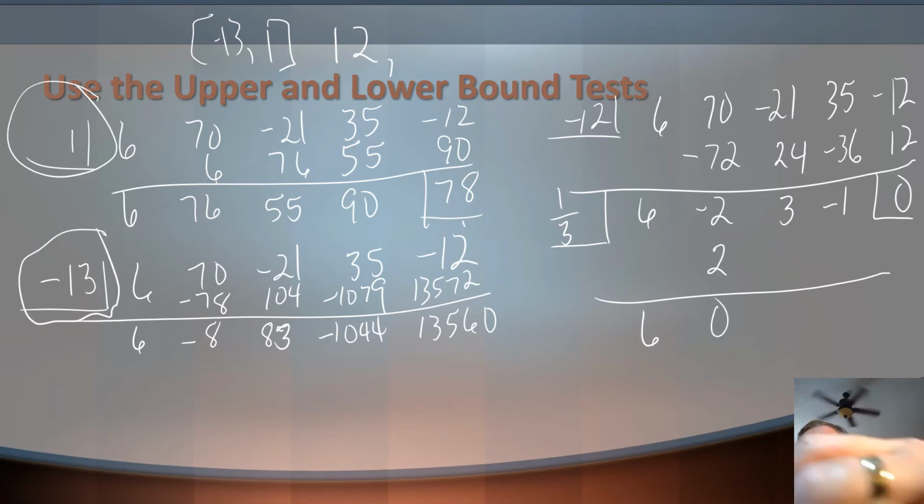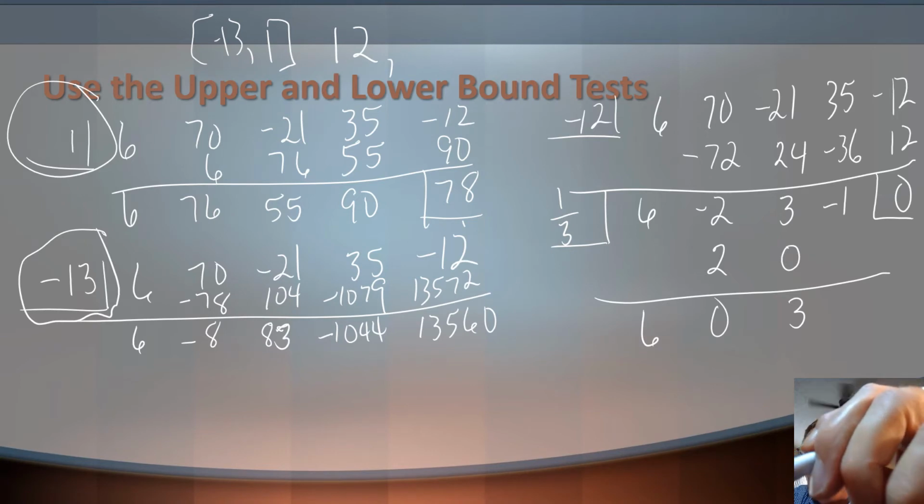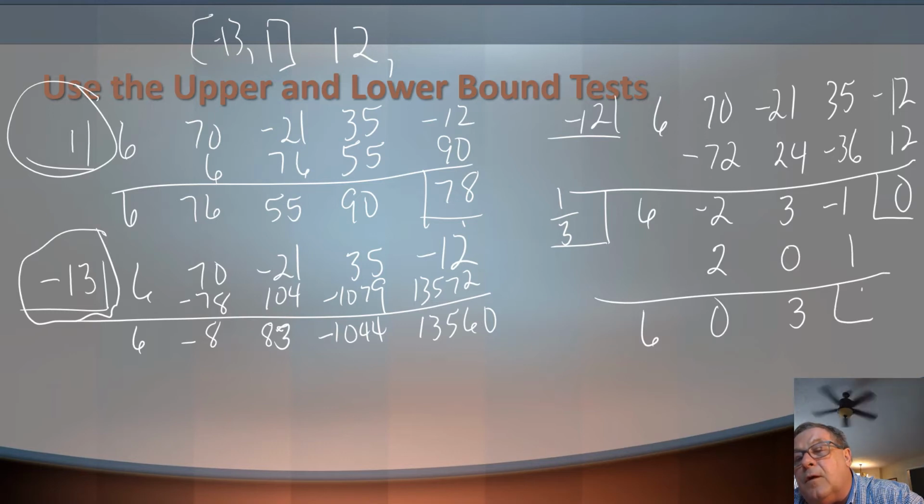1/3 times 0 is 0. 3 plus 0 is 3. 1/3 times 3 is positive 1. And negative 1 and 1 is 0. So 1/3 is a rational real zero. Now, what have I got left?